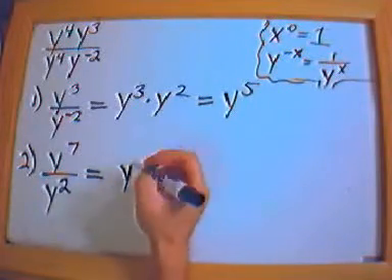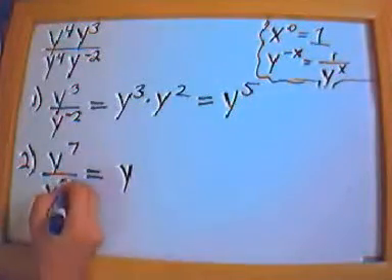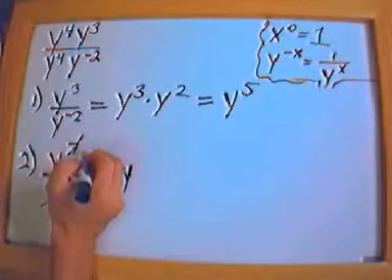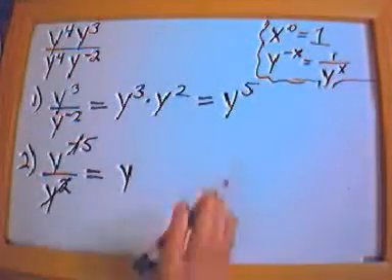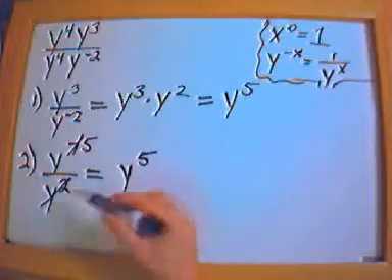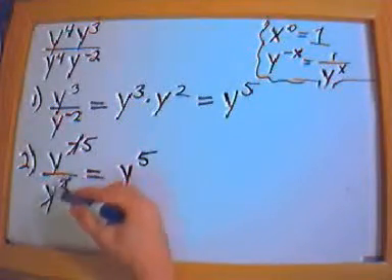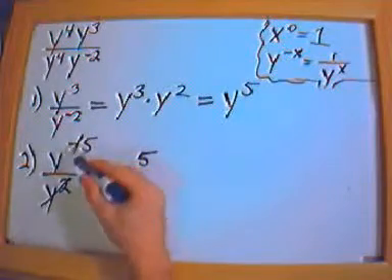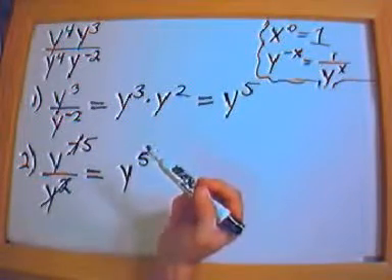7 is bigger, so what's going to happen is I'm going to cancel all of these. 7 minus 2 is 5. So I'm going to be left with y to the 5th, because 7 minus 2 is 5. All of the 2's go away on the bottom. They get sucked up, canceling two of these y's up here, and I'm left with 5 y's up there.